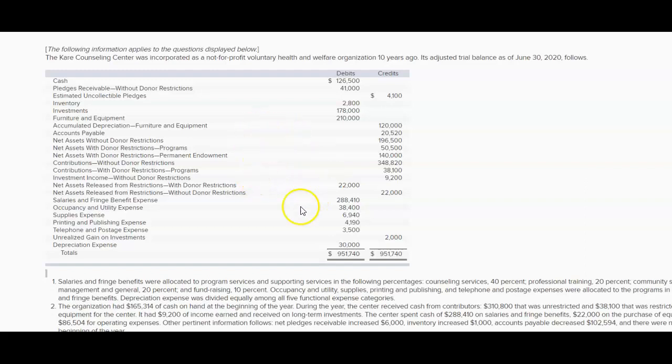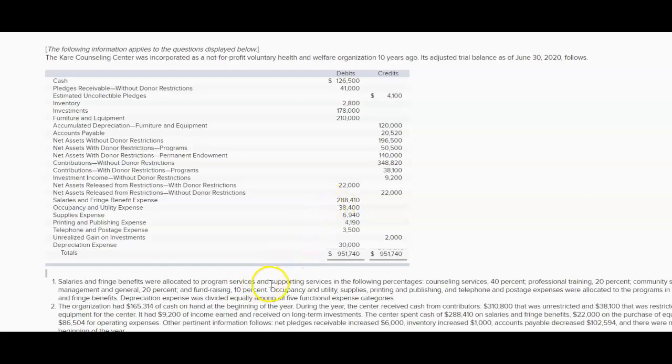So you've got this trial balance here to start with. These three net asset accounts: without donor restriction, with donor restriction for programs, and with donor restriction for the permanent endowment. Since they're in the trial balance, those are beginning balances, from the end of last year, what we're using to start this year. That's going to become important when you get to the bottom of the statement of activities. And then you have your functional expenses, salaries and wages, occupancy, supplies, and so forth.